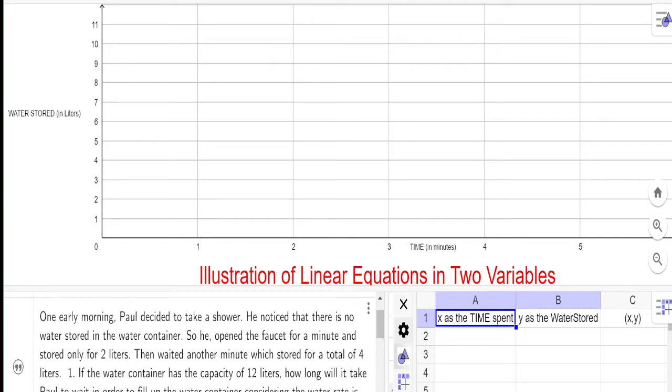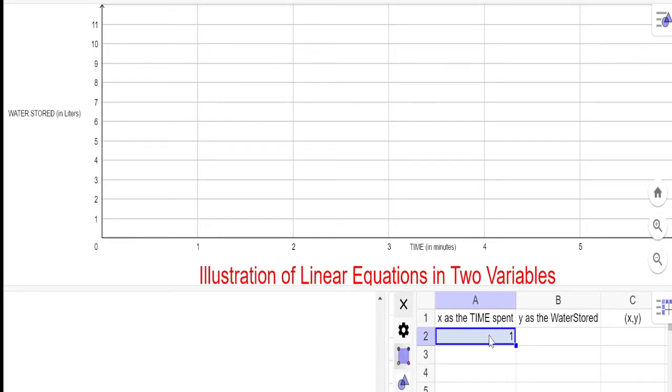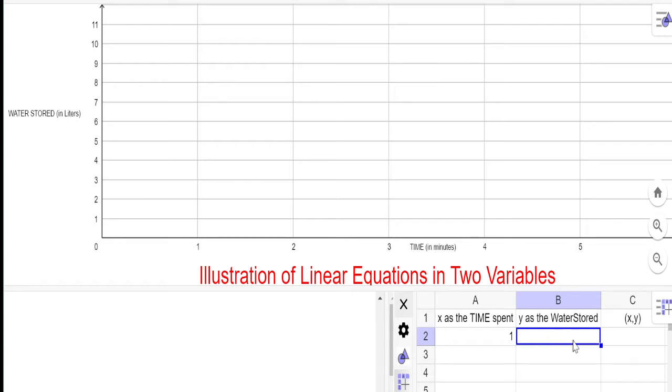So first, let us understand the first situation. We will just tabulate. Dito sa area na ito, we will be able to see that x is the time spent. Dito naman, ito yung horizontal number line. So first situation, 1 minute time, di ba? 1 minute. So this is 1. In 1 minute, nakapag-imbak siya ng 2 litrong tubig.